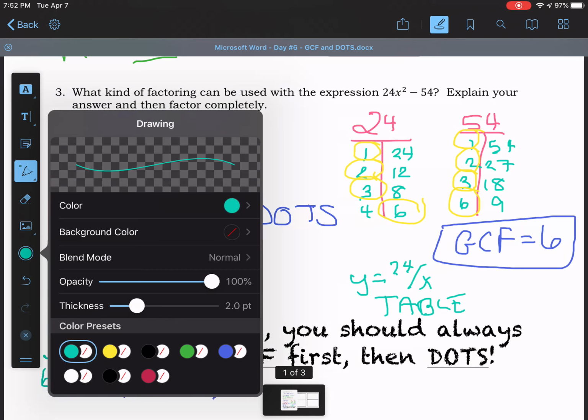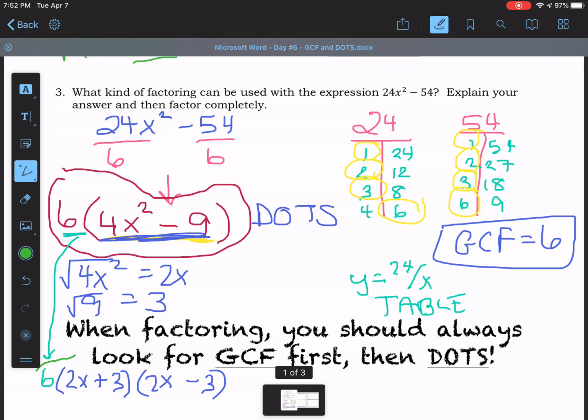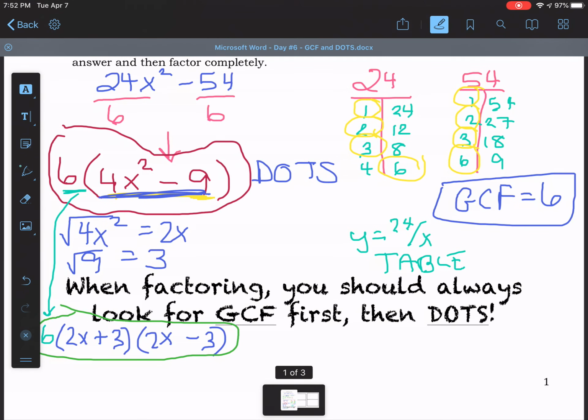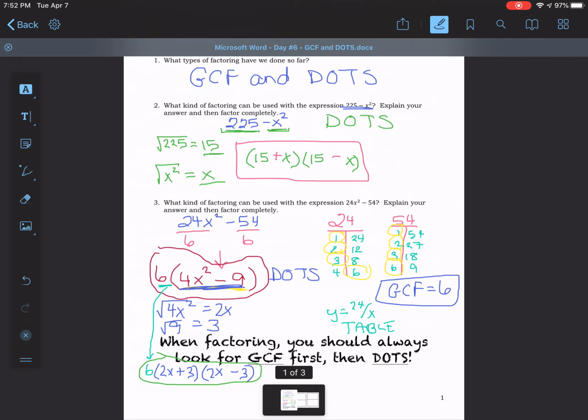So this whole thing right here, that is our final answer. That is it factored completely. So it's doing 2 steps in order to finish factoring the problem, okay? So now what I wrote down here on the bottom of the first page is that when you are factoring, you always check for a GCF first, and then you can look for dots, okay? So GCF is always going to come first.